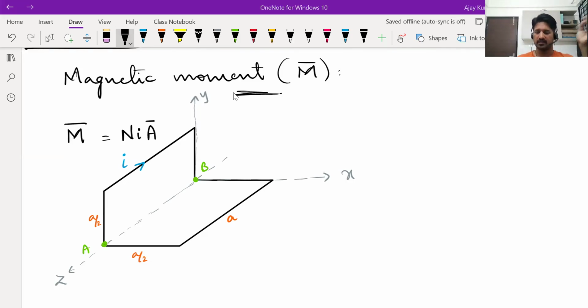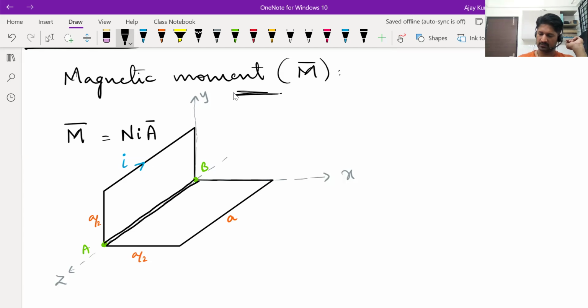So actually, the original diagram that I had drawn before erasing that part, you can consider this system as one loop like this. In which plane is this loop? YZ plane. And another loop like this, and this second loop is in the XZ plane.